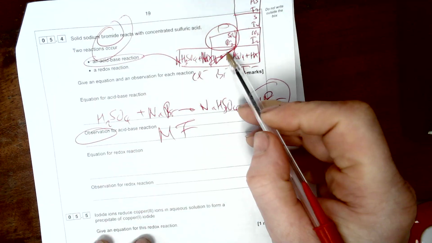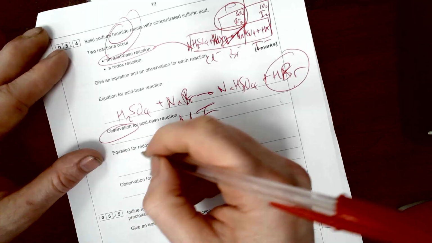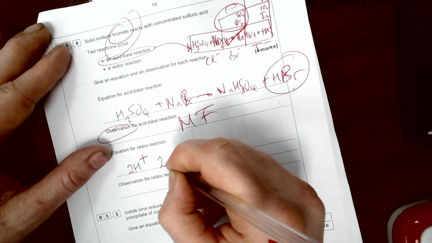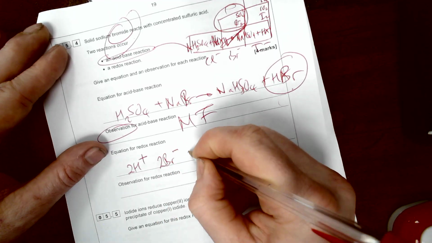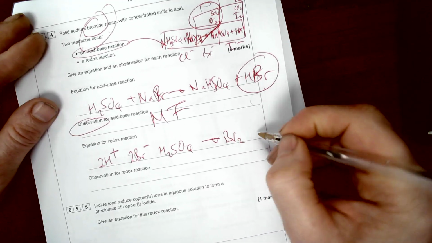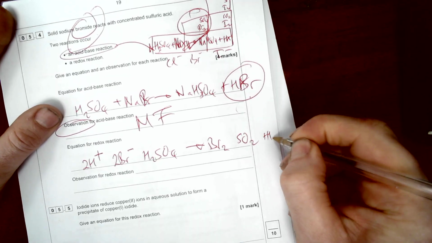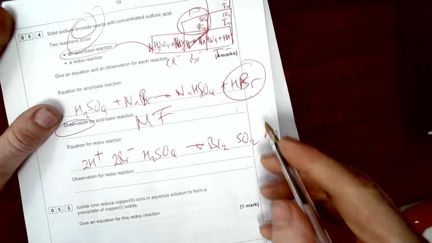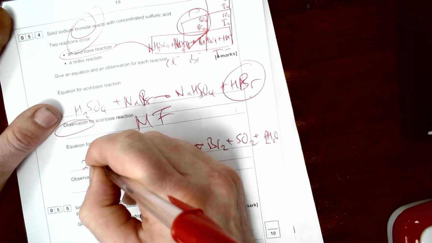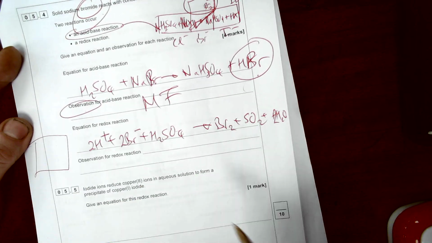This reaction here. SO2, Br2. I know how to do this, so I just can't be bothered doing it from scratch. 2H plus, 2Br minus, H2SO4, Br2, SO2, in other words, these two things, H2O. I'm not balancing it in the way I told you to balance it because it's just easier to do it like this. 2H2O, pretty sure that balances. I taught you to do it from half equations, but if you do it enough, you just know it.